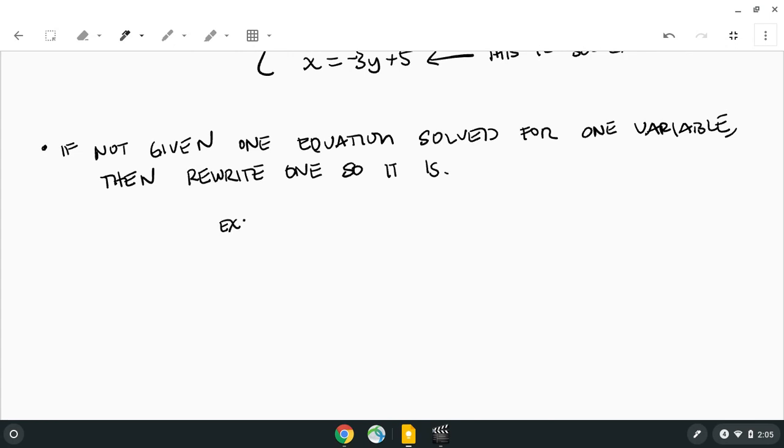So if you have a system that looks like this, 3x plus 2y equals 8, and 5x plus y equals 7. Okay, then here we don't have one of the equations solved for one of the variables, but I could easily take this second one and rewrite it so that it's solved for y, so that the y is by itself. Okay, so that's what I would do here.